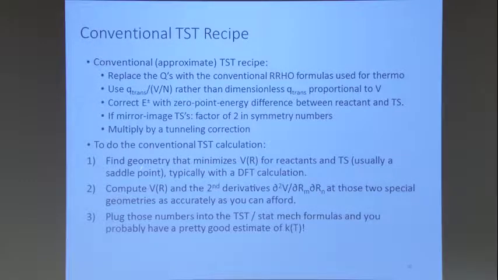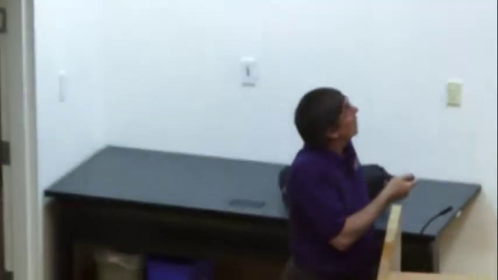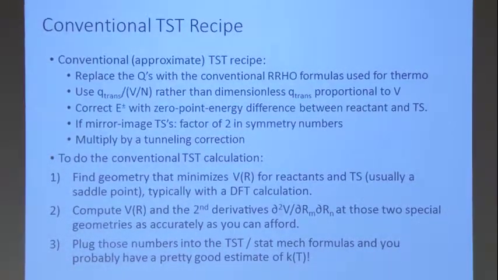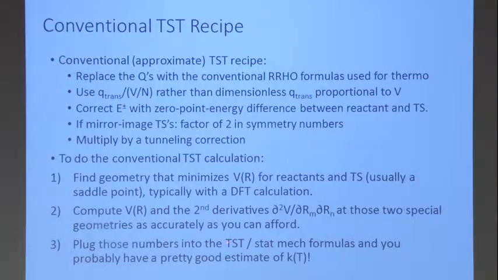And then what you have to do is find the saddle point geometry. Typically you would do a density functional theory calculation to find a saddle point. You say that this is my transition state geometry, and then you would do a second derivative calculation of the potential expanded around that saddle point. So the second derivative is d squared V over dR squared at the saddle point. You also do one for the reactants as well. And then you just go ahead and plug those numbers into the transition state theory and stat mech formulas. And you probably have a pretty good estimate, except your weakness most likely will be your energy.